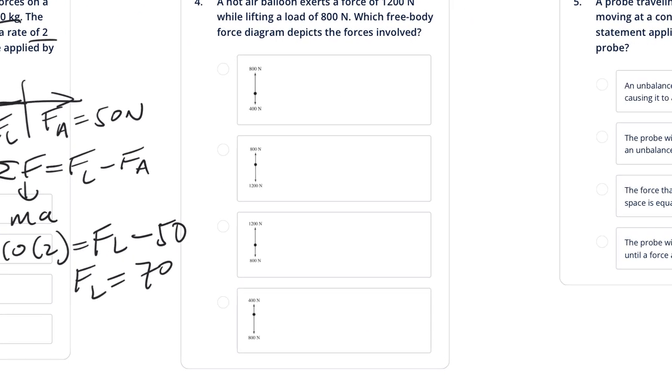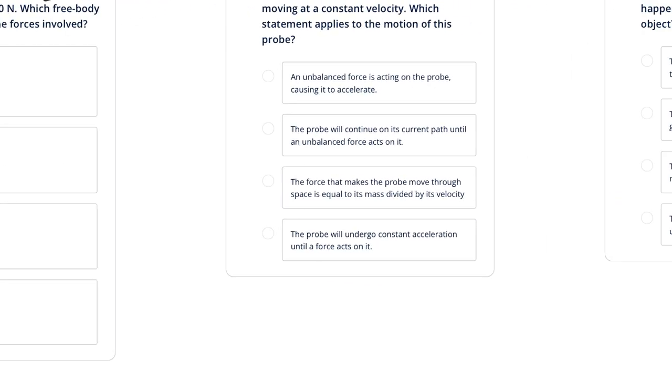Hot air balloon lifting. So there's a lifting force of 12,000 newtons pointing up. There's only one that points up. It's pretty easy. And then the weight is 800 newtons pointing down. So that's the correct choice.